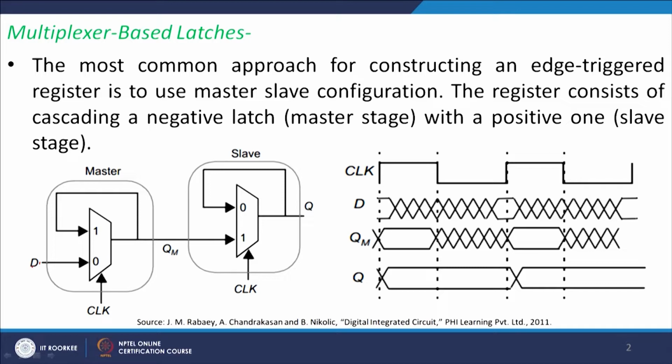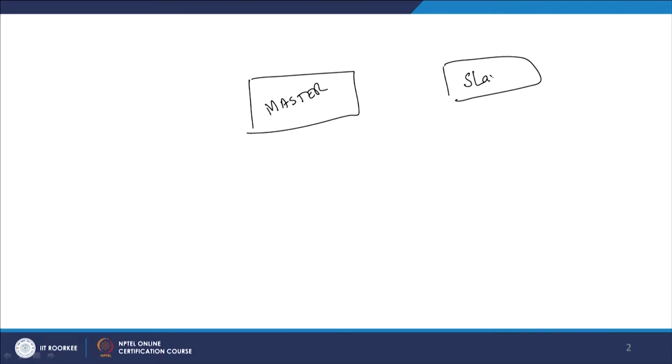If you see very clearly, this multiplexer based latch is primarily looking like this: you have a master. The concept is initially something like this. Let us suppose I name it as master, and you have a slave, which is like this. Just name these two modules. This is my prime input and this is my output coming out.